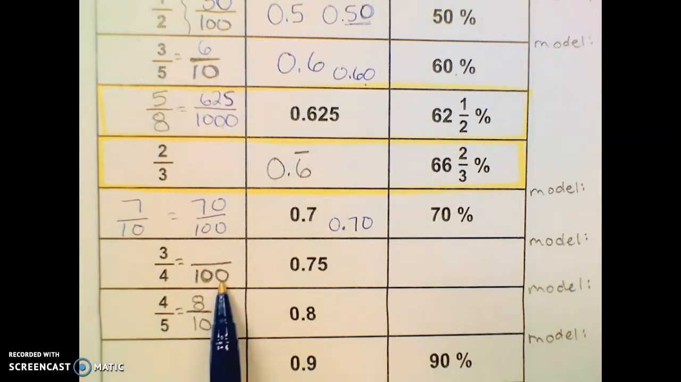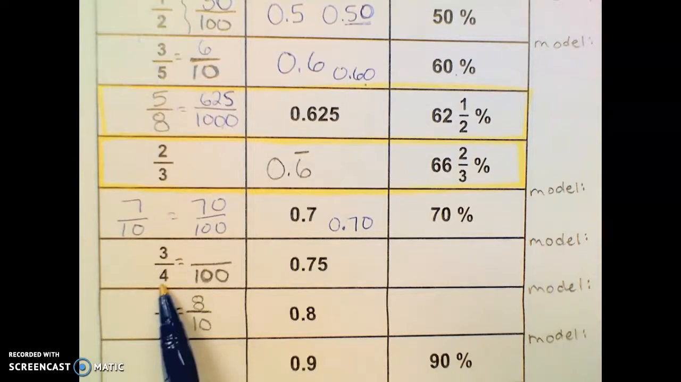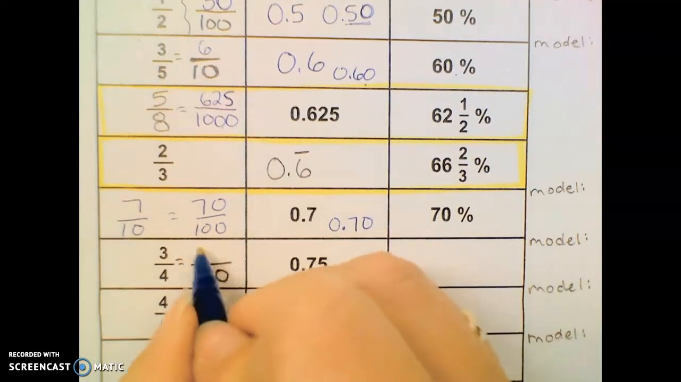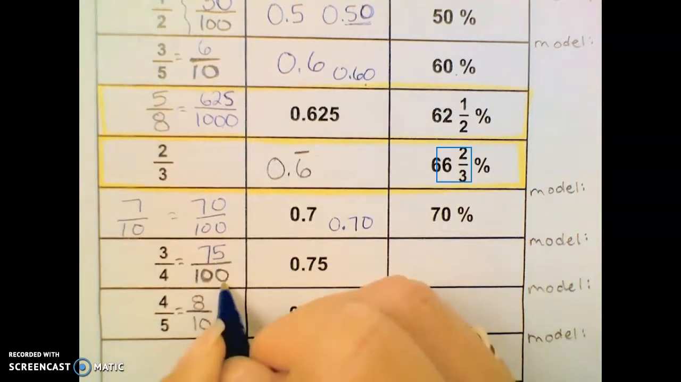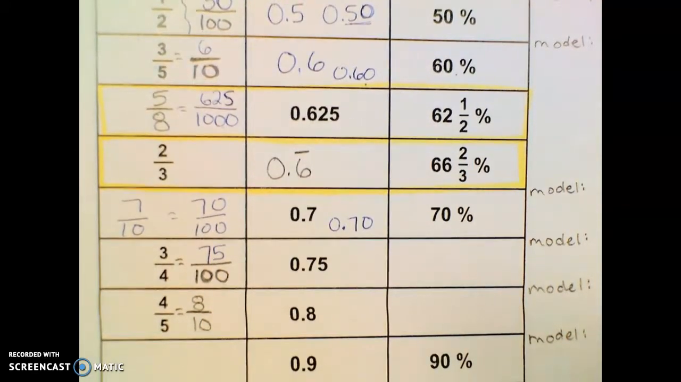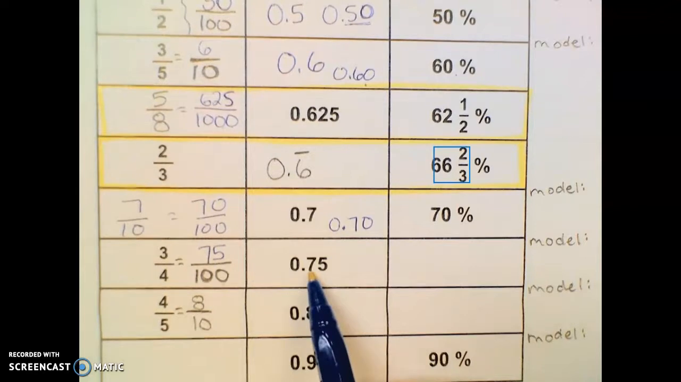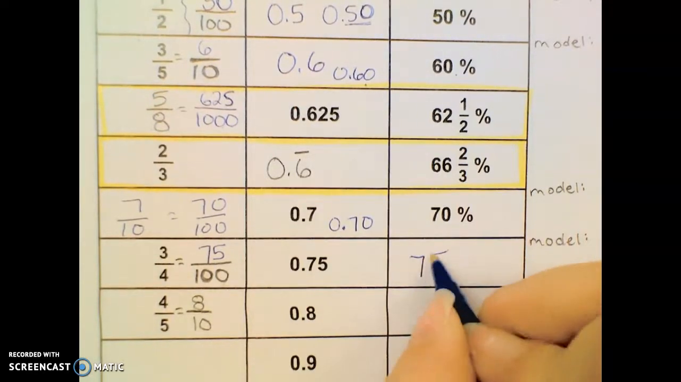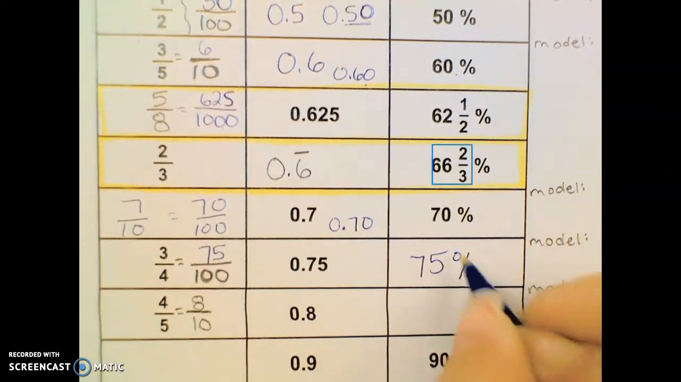4 is easy to get to 100. Again, think about the 4 quarters in $1. 4 quarters gets us to 100 cents. So if I add 3 out of the 4 quarters in a dollar, I have 75 hundredths, 75 parts of the 100 cents that I need for a dollar. So my decimal is 0.75, 75 hundredths, which then would make my percentage 75 per 100, 75%.